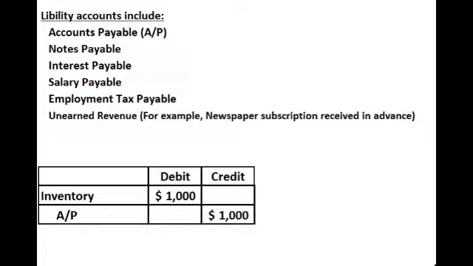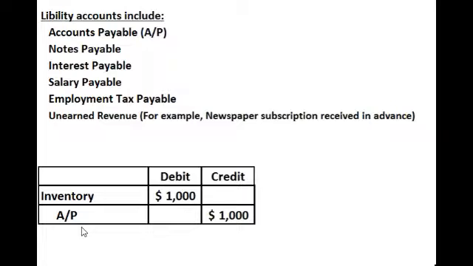Let's take a look at how we could use liability account in a format of debit and credit journal entry. So earlier we talked about that we could purchase inventory using cash. But sometimes you could purchase something without paying cash right away, but we say we will pay you later, and we call that on credit terms. And when that happens, we call that an accounts payable account.